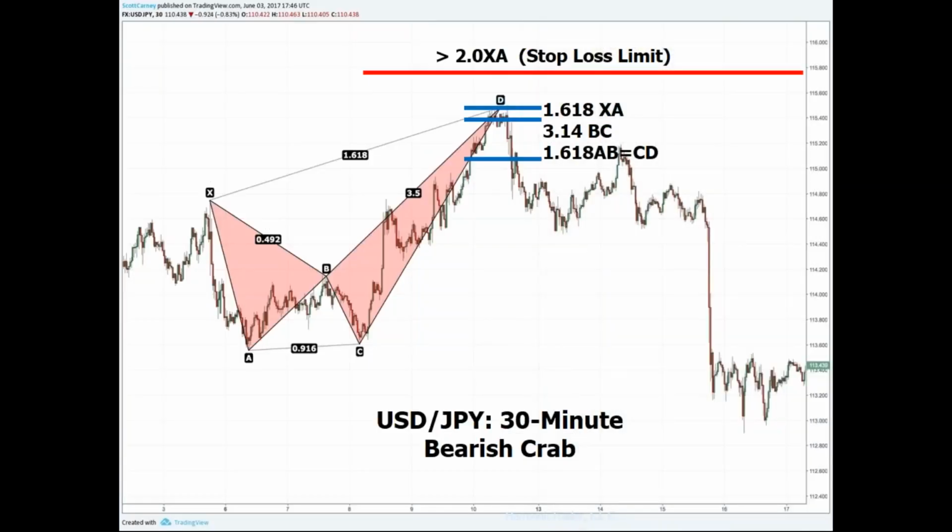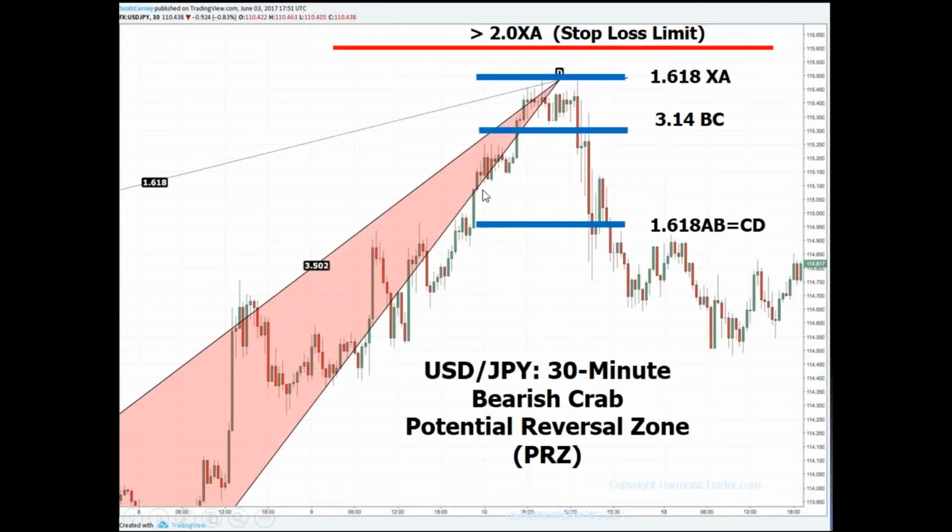Here we have dollar yen on 30-minute. Really nice setup. Beautiful W structure. Look at our B point, almost at a perfect 50%. That sets up our 1.618 XA leg. And that is complemented by our 1.618 extension here and a 3.14 BC extension there. And then again, notice the alternate 1.618 ABCD. Not nearly as relevant to the other numbers, but a minimum consideration.